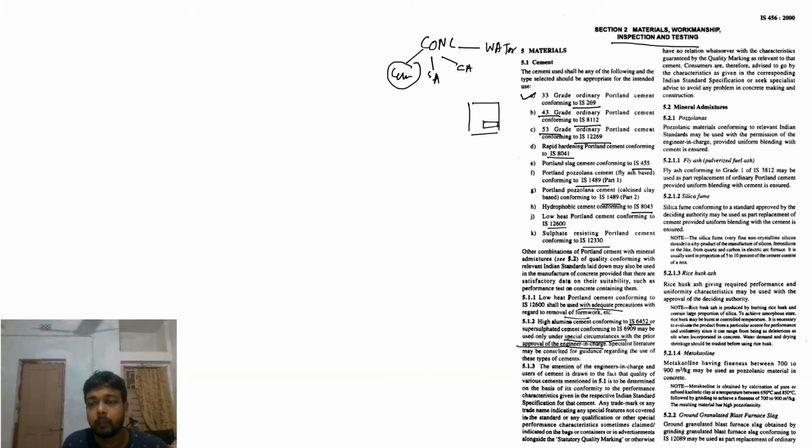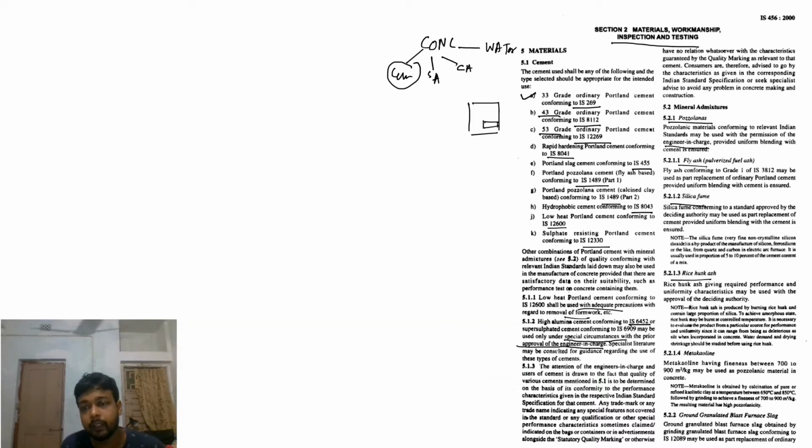Now we talk about mineral admixtures. There are many mineral admixtures, but as per the IS code, here we talk about pozzolana, then fly ash, then silica fume, then rice husk. We will see them one by one. Pozzolanic material conforming to the relevant Indian standard may be used with the permission of the engineer in charge. If you use this material, then before batching you have to get approval from the engineer in charge.